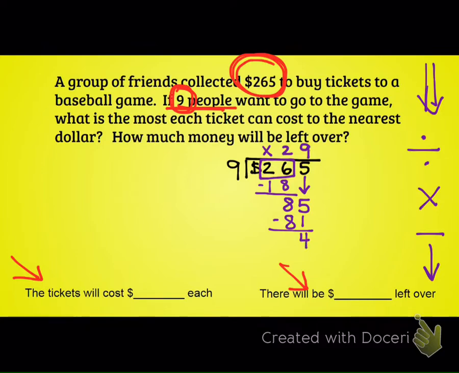So we're going to round this off to the nearest dollar here. So, to answer our question, this is our quotient. Each ticket will cost approximately $29 each. And this is our leftover, right? Our remainder. It's how much money we have left over. We're going to have $4 left over.